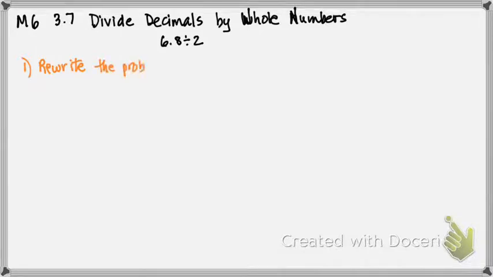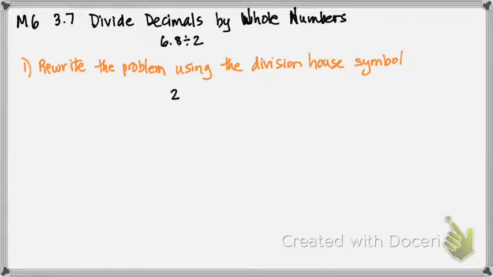Sorry if you heard that, that's my tummy rumbling. Using the division house symbol. Okay, so step 1. We're going to rewrite the problem using the division house symbol. So what does that look like? We're going to take our divisor, the supervisor of division. He's going to go out in front, and he's going to divide into our dividend, which is the 6.8. So that's your step 1.